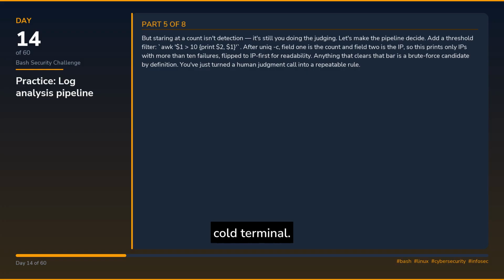Add a threshold filter: awk '$1>10 {print $2, $1}'. After uniq -c, field 1 is the count and field 2 is the IP, so this prints only IPs with more than 10 failures, flipped to IP first for readability. Anything that clears that bar is a brute force candidate by definition. You've just turned a human judgment call into a repeatable rule.